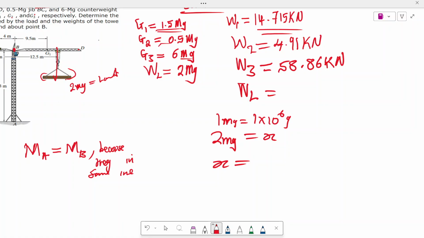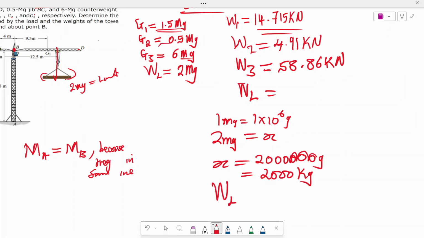Let's do the calculations. 1 exponential 6 times 2 is going to give us 2,000,000 gram. Now convert it to kilogram because mass is measured in kg. So it's going to be 2000 kg.